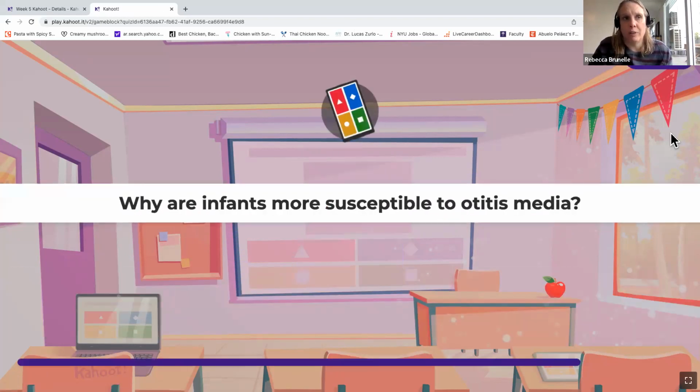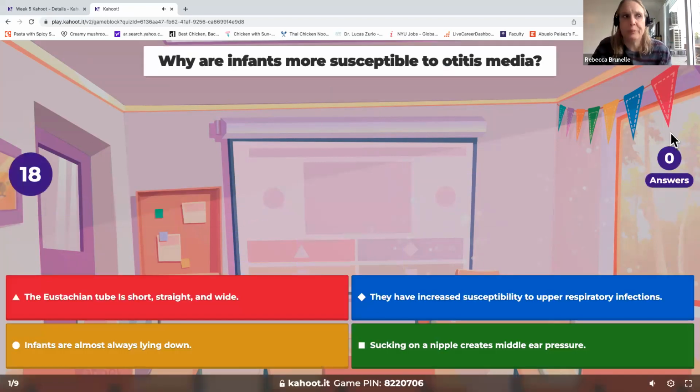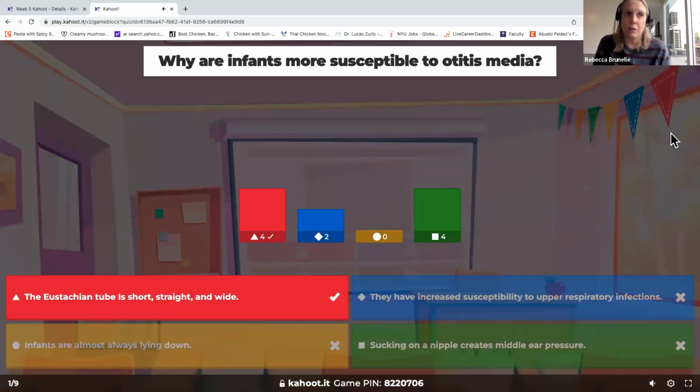So why are infants more susceptible to otitis media? The eustachian tube is short, straight, and wide; infants are almost always lying down; they have increased susceptibility to upper respiratory infections; or sucking on a nipple creates middle ear pressure. Yeah. So this is really the biggest reason, because their eustachian tube isn't able to drain the fluid behind their tympanic membrane. So as they grow older, the angle changes and they're less susceptible. But when they're infants, it's short, straight, and wide.